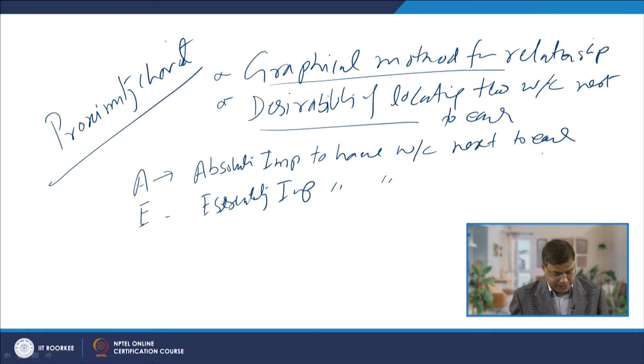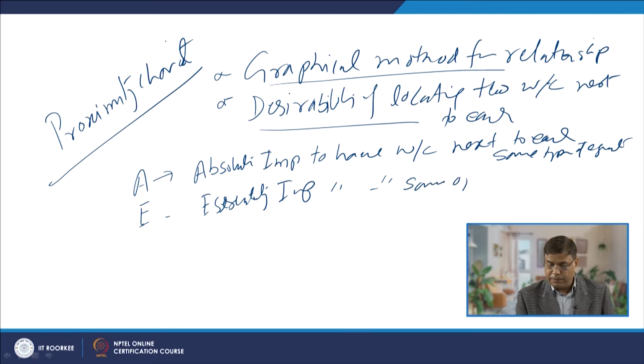So, in the first case, say we have the same type of facilities, the same type of equipment, like two lathe machines kept close to each other. Essentially important, in that case, is like when the same operator is working on two or more machines. So, they will be kept close to each other. So, that is essentially important.